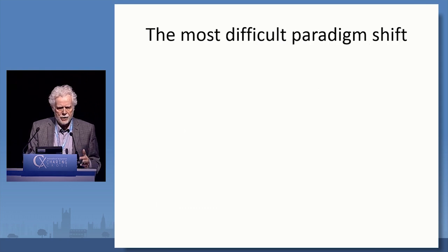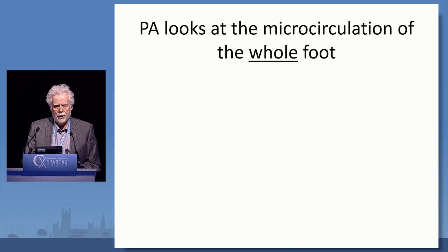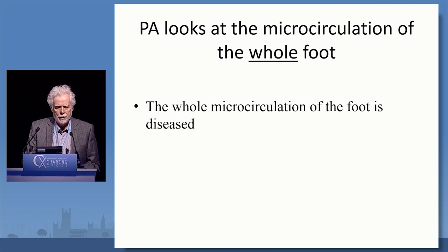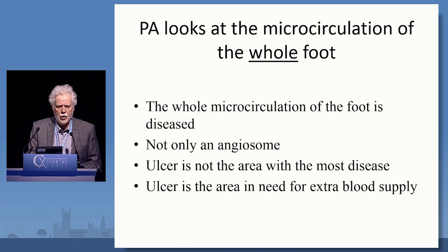So what is now the most difficult paradigm shift? And I can't repeat it enough, it's not only the macrocirculation that will determine the final outcome, but also the microcirculation and looking at the whole foot. The whole foot is diseased. It's not only the angiosome which is diseased. The ulcer is not the area of the most disease, it's only the area in need of the most blood supply.